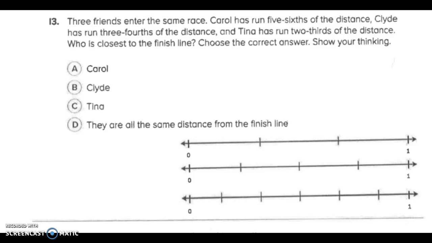A. Carol. B. Clyde. C. Tina. D. They are all the same distance from the finish line.